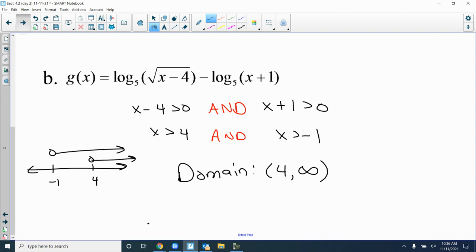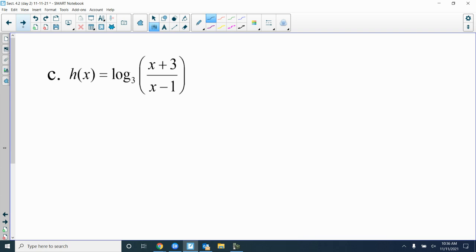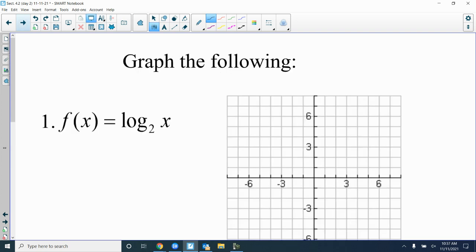All right, we're skipping C. We're not going to worry about that. I just want to make sure you know that. Okay, can you graph log base 2 of x without turning it over to the front? Good question.